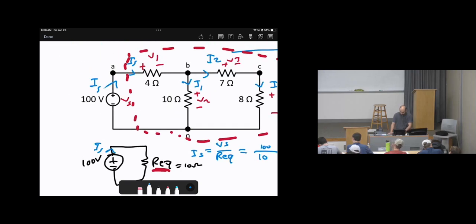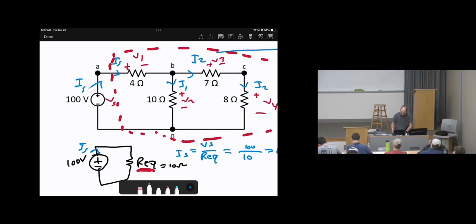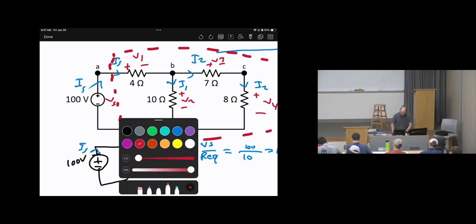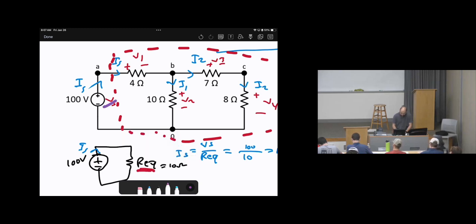So let's start from the source toward the other elements. We just calculated I source. V source, we know it. We know V source, we just calculated I source. Is there a way to calculate V1? Let's look. Is there KVL, KCL, or Ohm's law such that there is only one unknown?